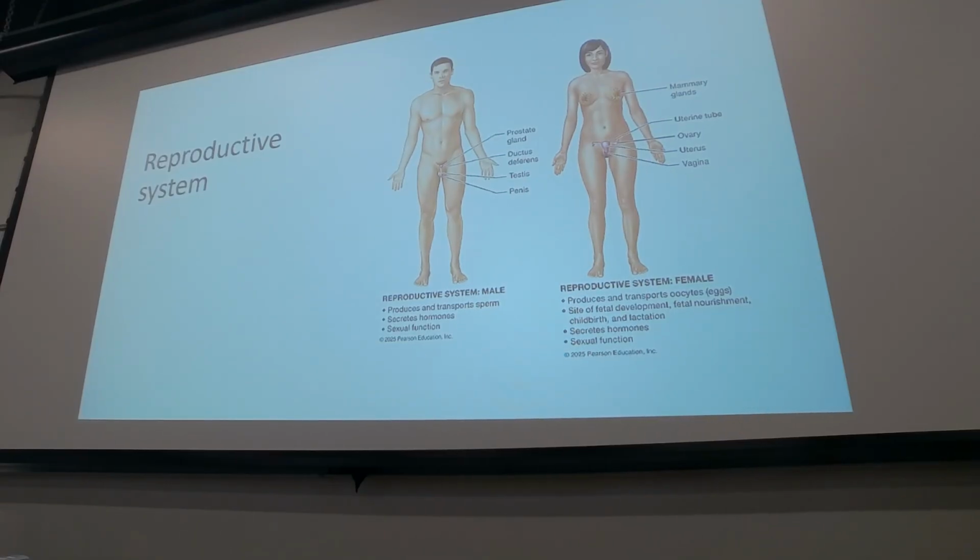Its functions are to produce gametes, sperm cells and egg cells. Sperm cells and egg cells have half of the chromosomes that we have in the rest of the cells of the body. It's 23 individual chromosomes. So these are haploid cells, they have half of the chromosomes. Diploid cells have 46 chromosomes.